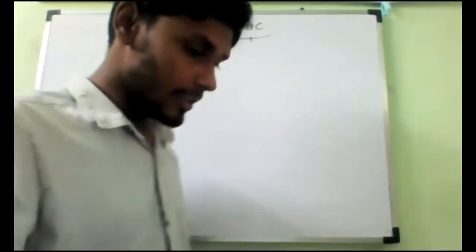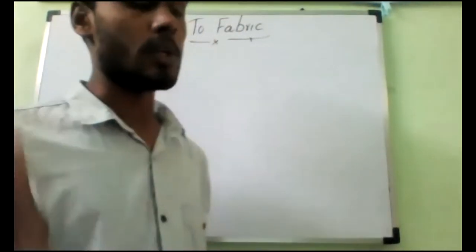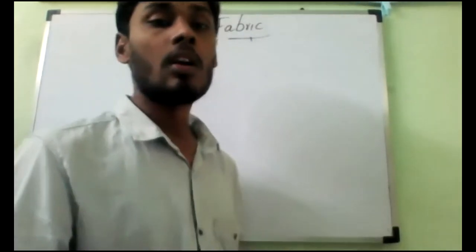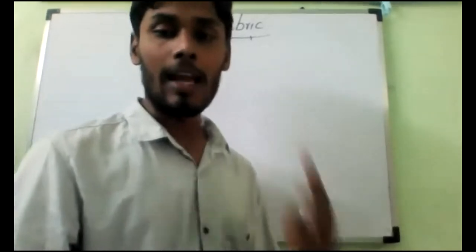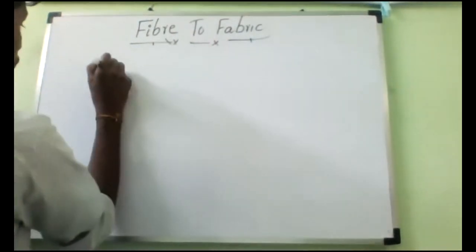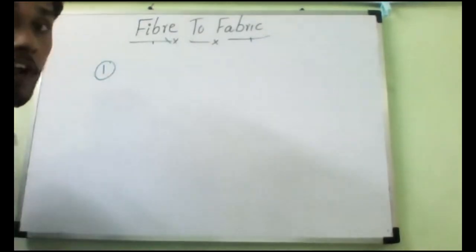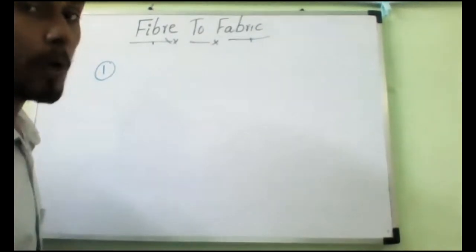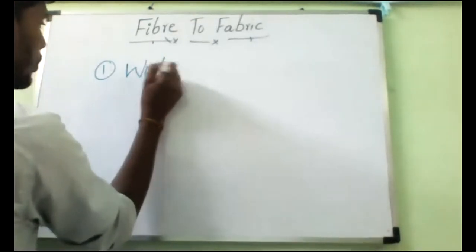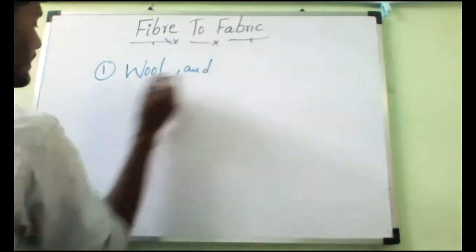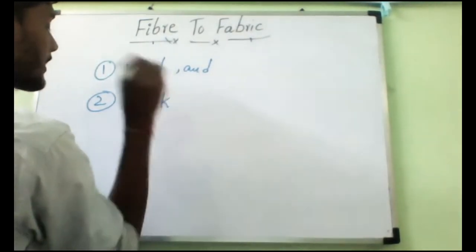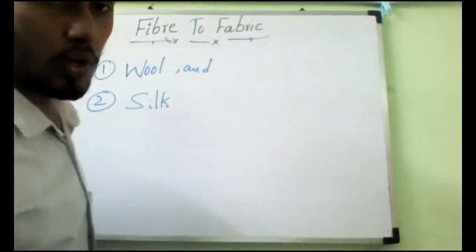So in this complete chapter, if you refer to a textbook, according to the CBSE, we will study only animal fibers. That is also because I don't have a textbook of yours. So we will study only two important animal fibers. One is wool, and the next one is silk. That's all. So this is what we are going to study.